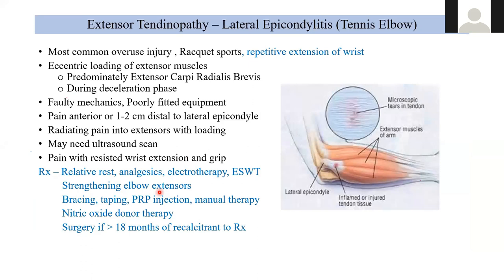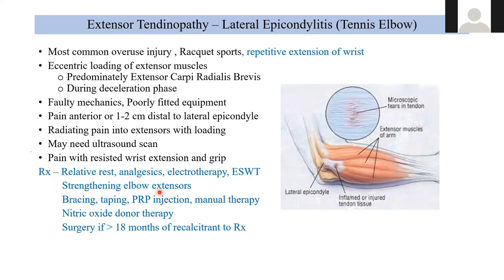So we'll move on to extensor tendinopathy, which is lateral epicondylitis, or tennis elbow, one of the most common overuse injuries in our practice. I think everybody would have definitely come across it. It is commonly seen in racket sports or repetitive activities. The main mechanism is repetitive extension of the wrist, whereas entrapment of the PIN is most commonly due to repetitive supination and pronation of the forearm. So it's important that if a particular sport involves repetitive extension of the wrist, they are more prone to get overuse extensor tendinopathy.